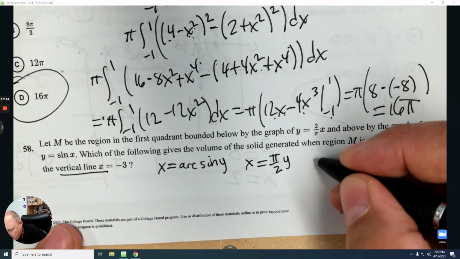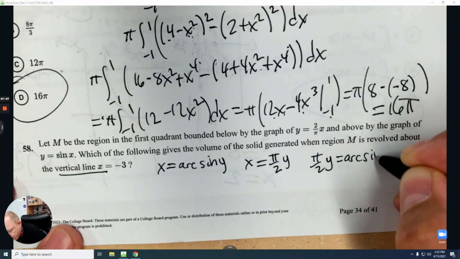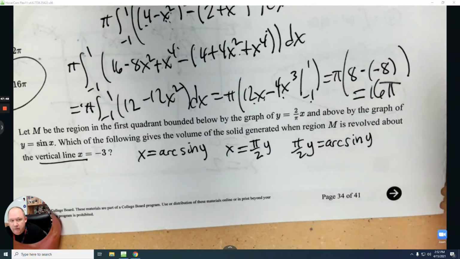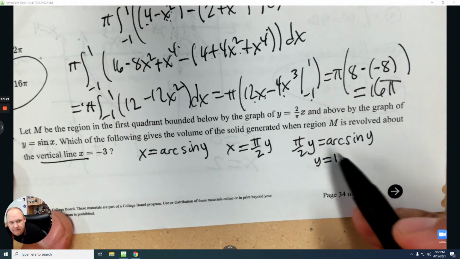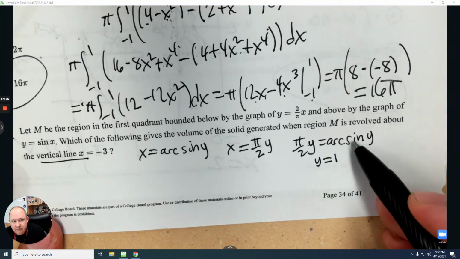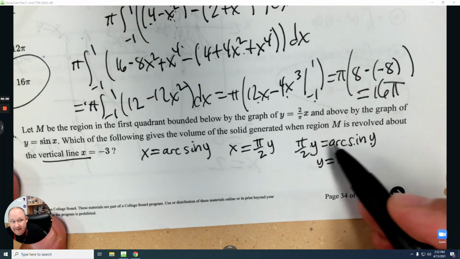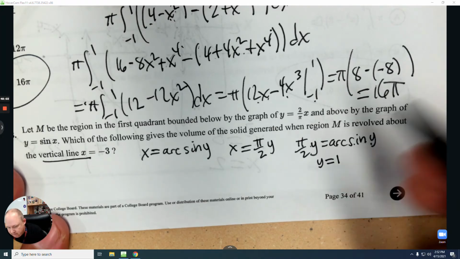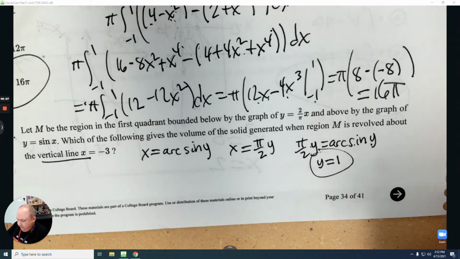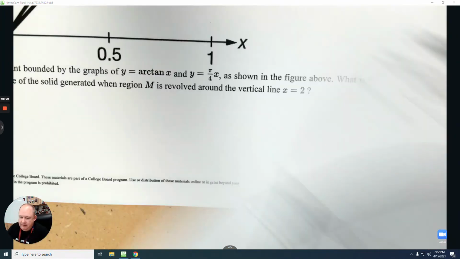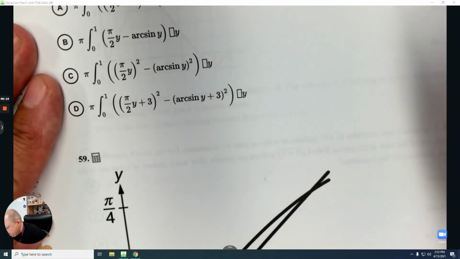I need to make them equal to each other. And think, what value of y would make them the same? And the answer is, to solve it, if y is 1, arc sine of 1 is the angle pi over 2, and pi over 2 times 1 is pi over 2. Like, 1 solves this equation. So that becomes essential for our bounds. So I'm going to turn the page. So I know I'm going from 0 to 1.